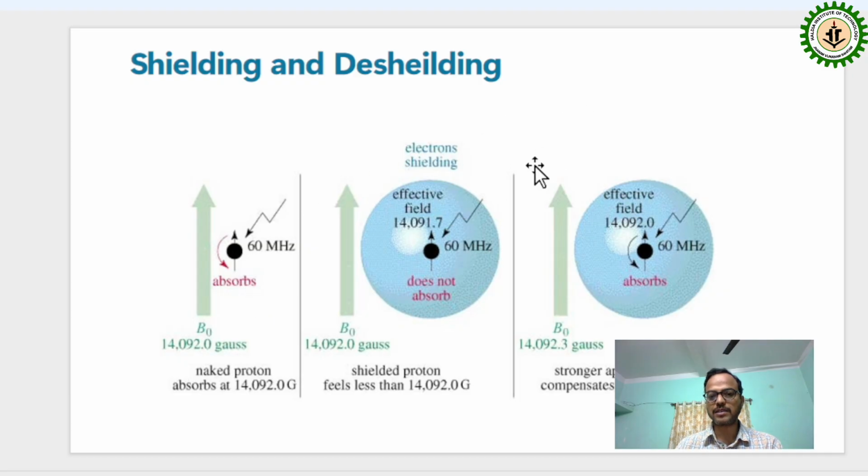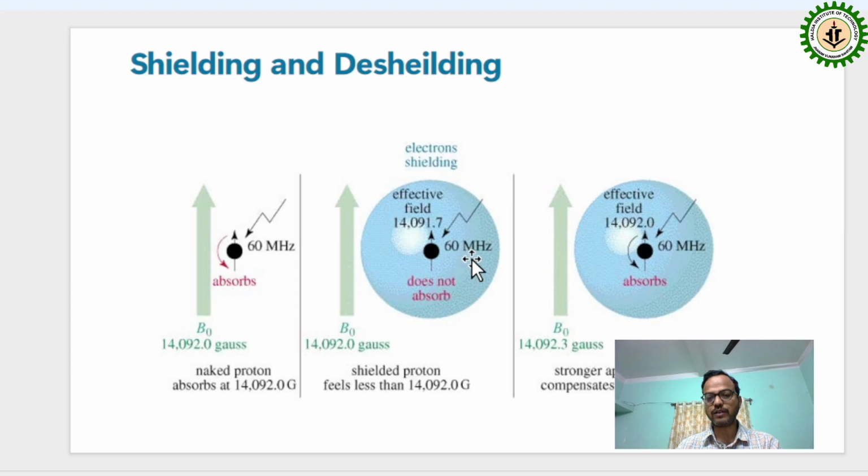So if you apply a certain amount of energy, then this energy will be somehow canceled out by the electron cloud. And if you apply this, then in case of the nucleus it will reach 14,092.7, as calculated in case of a proton, in case of hydrogen. But you need 14,092, but it has reached the nucleus at 14,091.7, so it will not flip the proton.